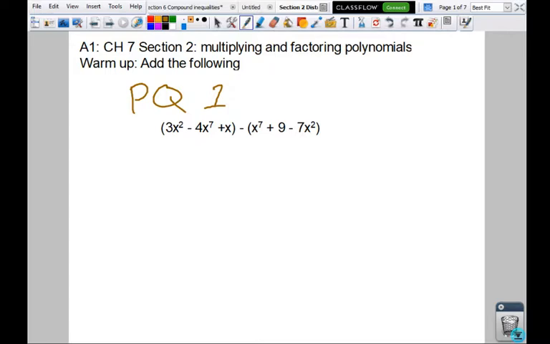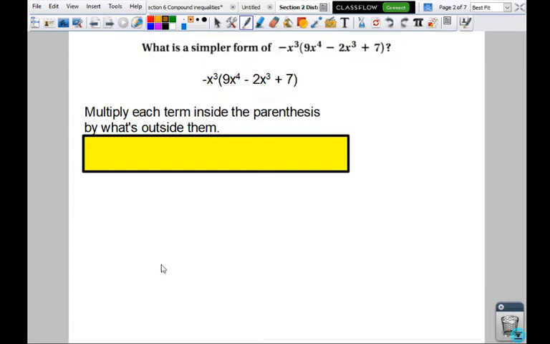All right, so we are going to be doing a couple different things today to get ready for some more complicated lessons tomorrow and Thursday. We're going to start off by doing something you guys know how to do, but it's going to be a little more complex today. We're going to find a simpler form of negative x to the third, in parentheses, 9x to the 4 minus 2x to the 3 plus 7.